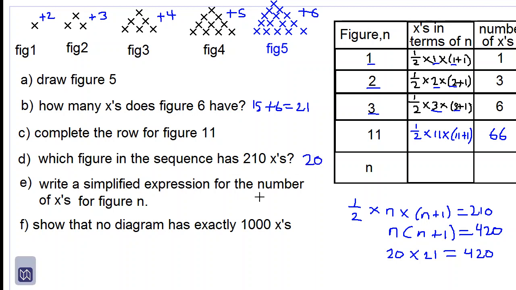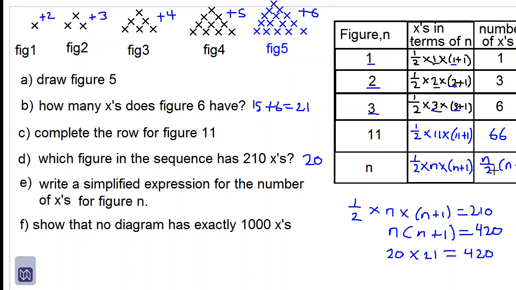Write a simplified expression for the number of x's for figure n. So let's look at the last row. Remember, we are multiplying a half times n plus 1, and we can simplify this to have n over 2. A half times n is n over 2 multiplied by n plus 1 as our answer.